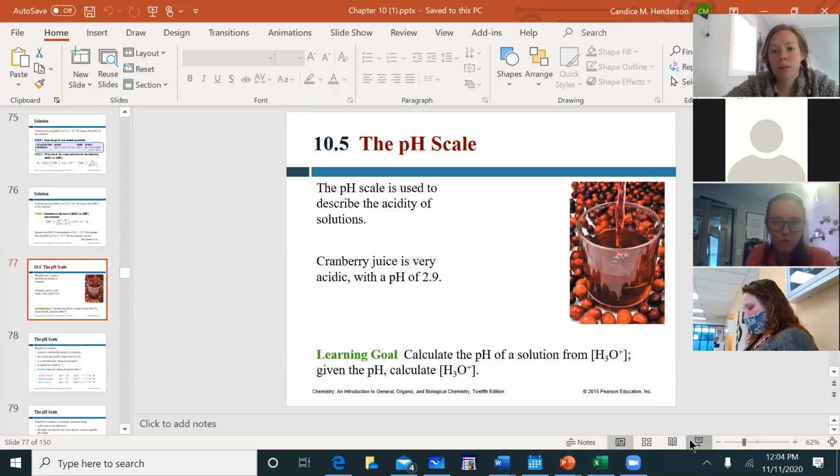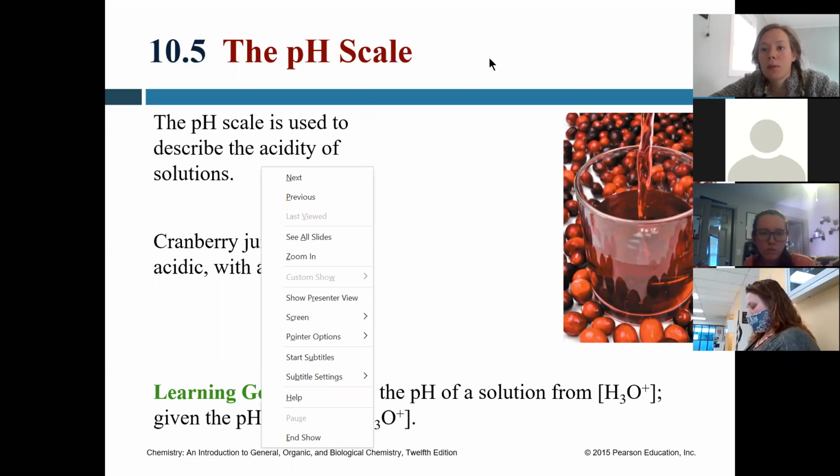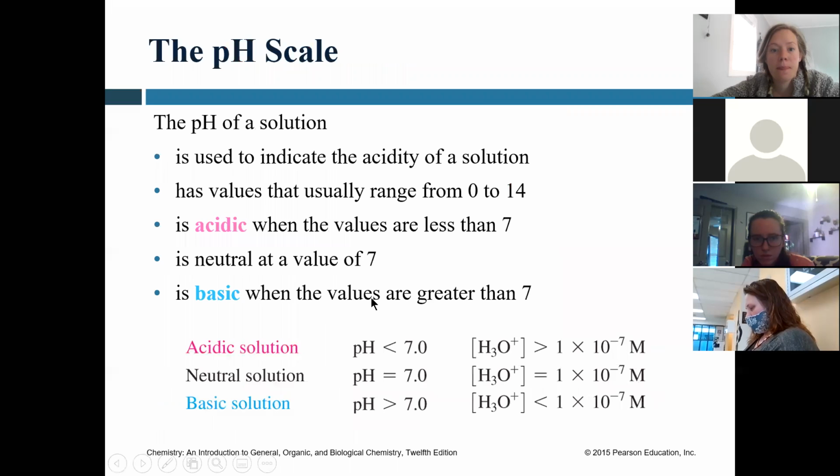Okay, the pH scale. So the pH scale is used to describe how acidic something is. If you notice within the word pH, you see the letter H. When we're talking about acids, we're talking about H+. So that's what it's saying. It's a relationship to how acidic something is. Here's cranberry juice. It has a pH of 2.9. The smaller the number on your pH scale, the more acidic you are. So it's like 1, 2, 3, very acidic. 12, 13, 14, much lower acidity.